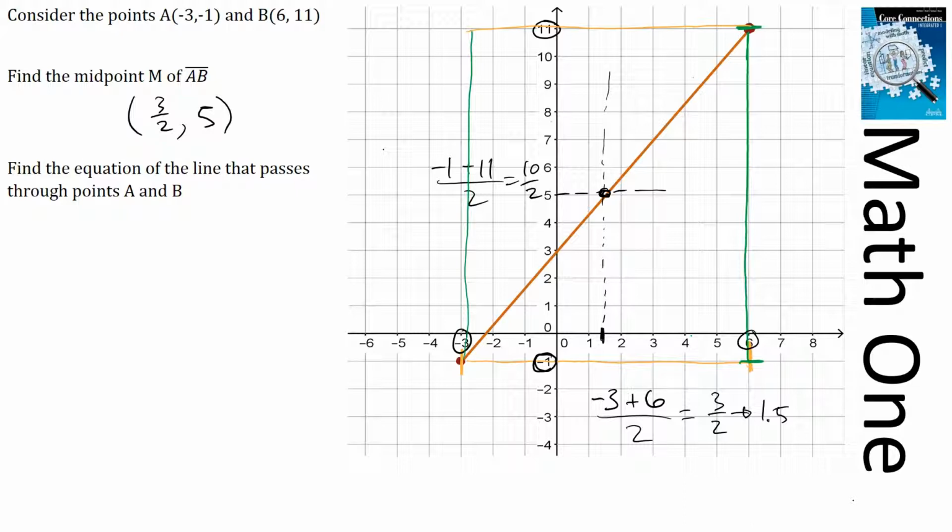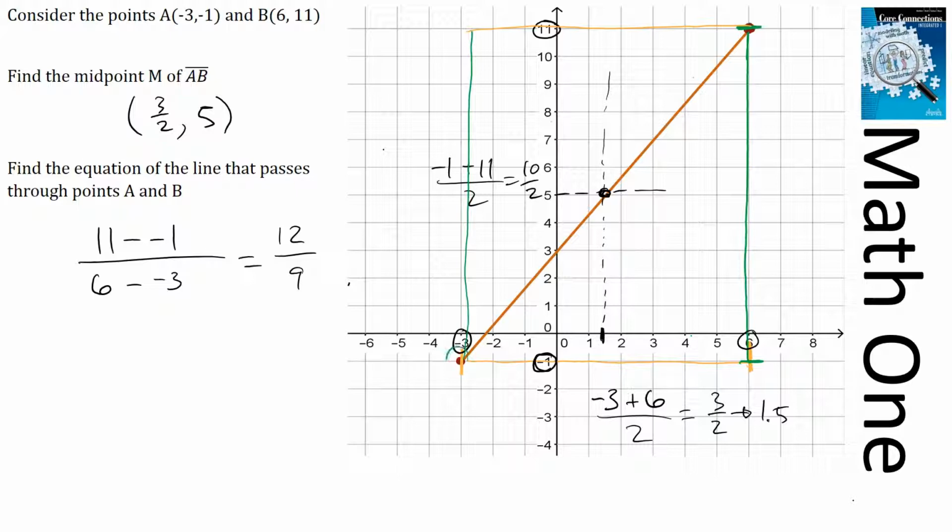Now let's go ahead and just do this computationally, right? The Y's, I'm going to go ahead and take 11. That's the Y where I end up, and then I'm going to subtract from that a -1. So that's the change in my Y values, which is 12 units. And then change in X, I'm at 6, and I'm going to subtract from that the -3, and I've got 9 units.